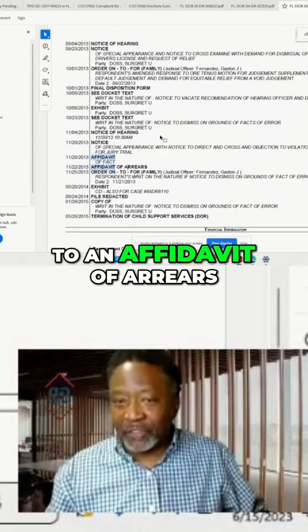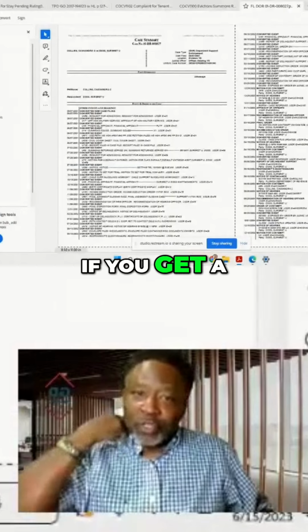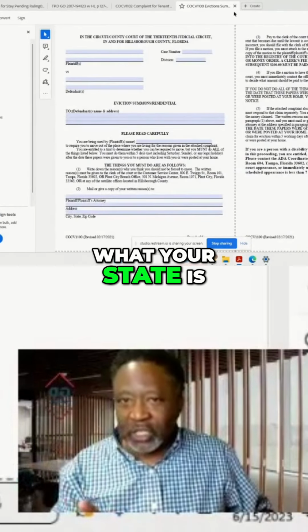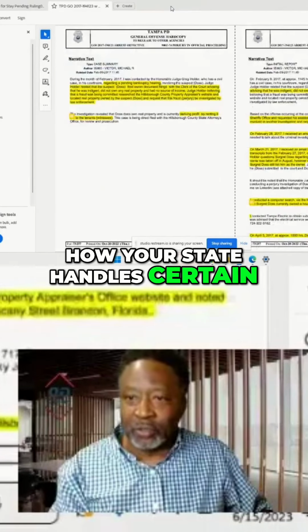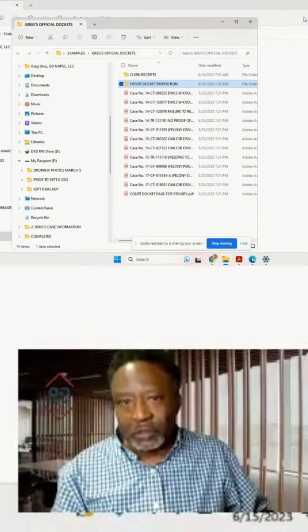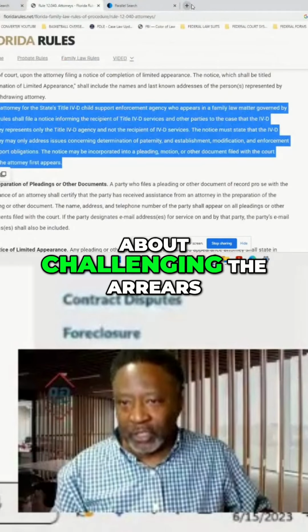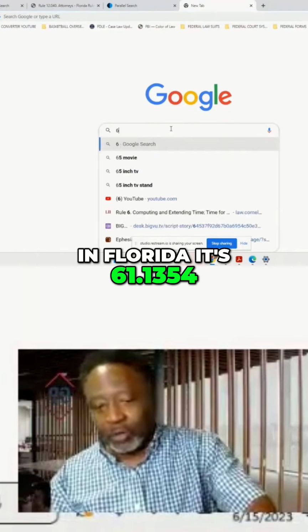Now, when it comes to an affidavit of arrears, for those who don't know, if you get a letter from the Department of Revenue, and it depends on what your state is, by the way. I don't know how your state handles certain things. What you want to do is challenge the arrears, and I'm going to show you how you go about challenging the arrears. In Florida, it's 61.1354.